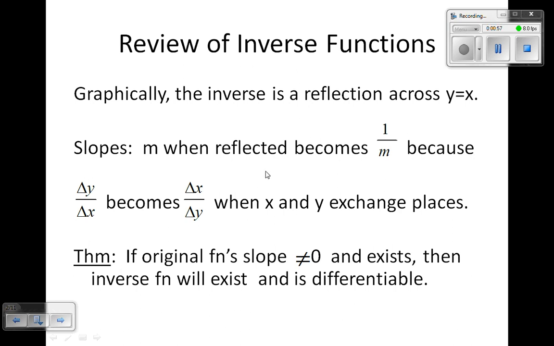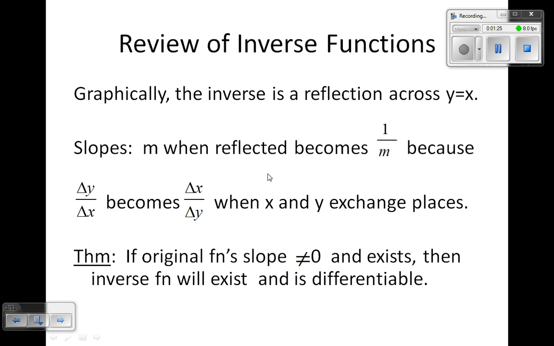Now, the slope, of course, is of interest to us because here we are in calculus looking at derivatives. Derivatives is slope. So when you're thinking about reflecting it across that line y equals x, what you're really doing is remembering that x and y are trading places. In fact, that's algebraically how you would find the equation for the inverse if you ever wanted to. X and y would trade places. You'd solve for the new y.